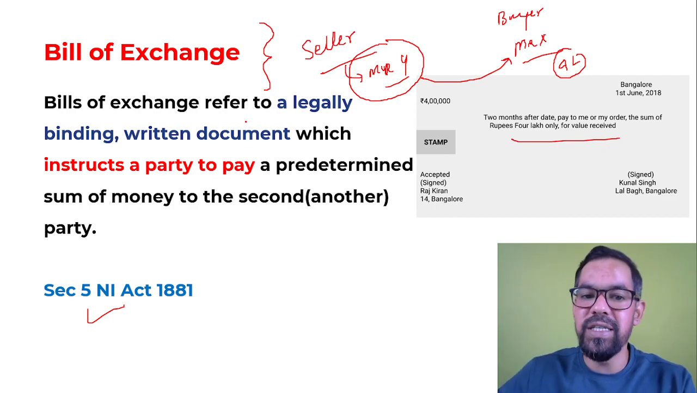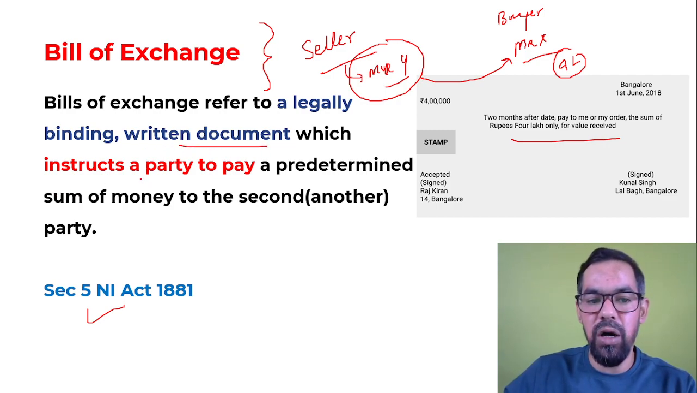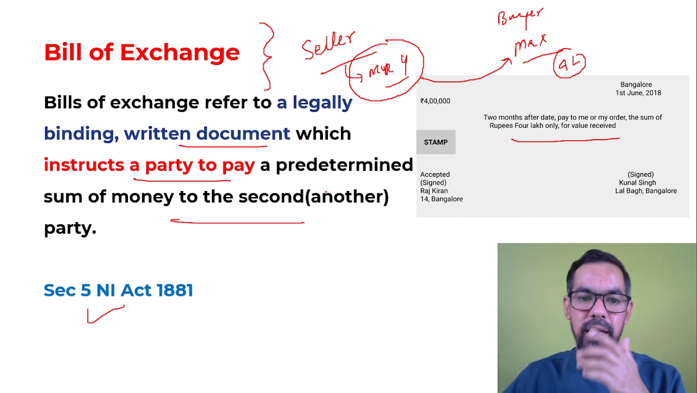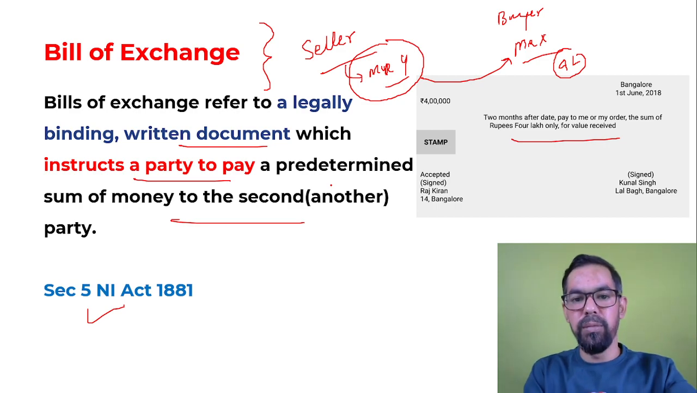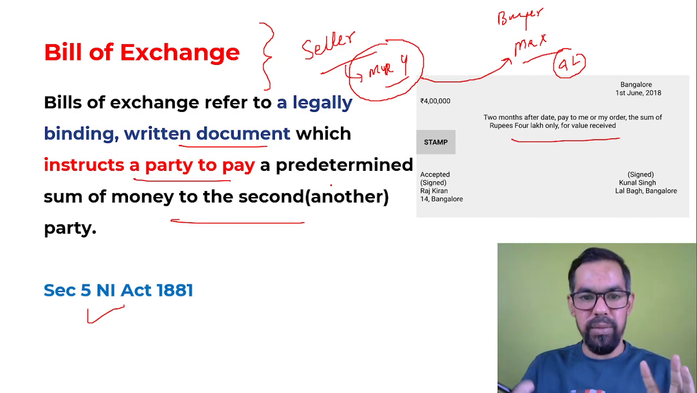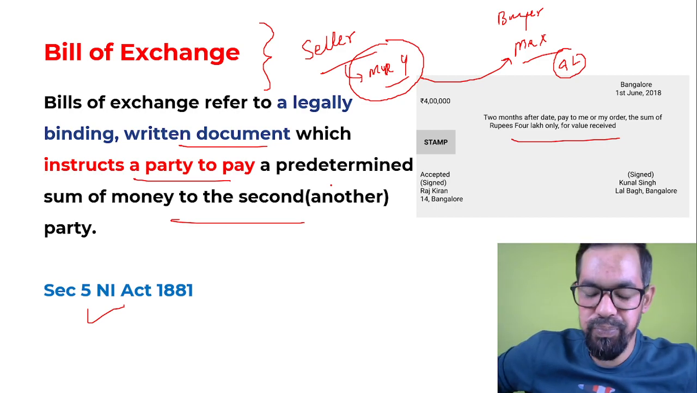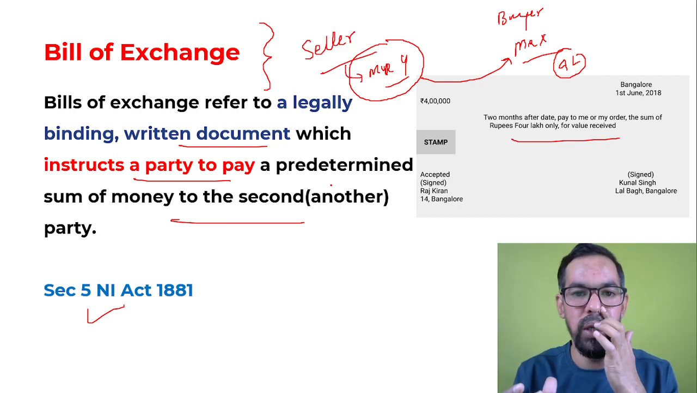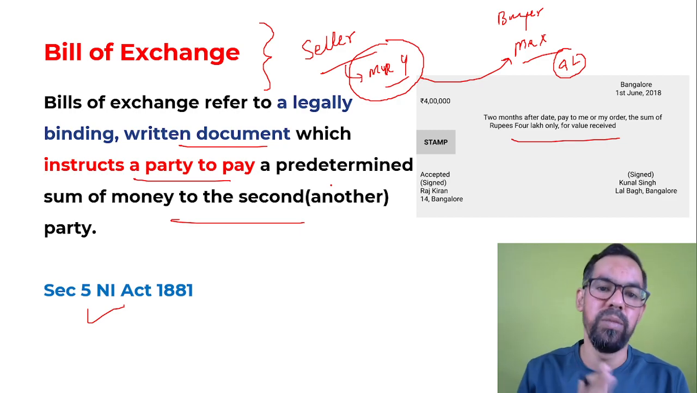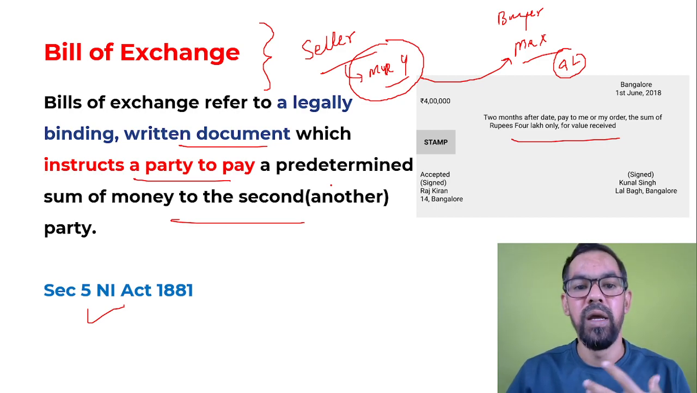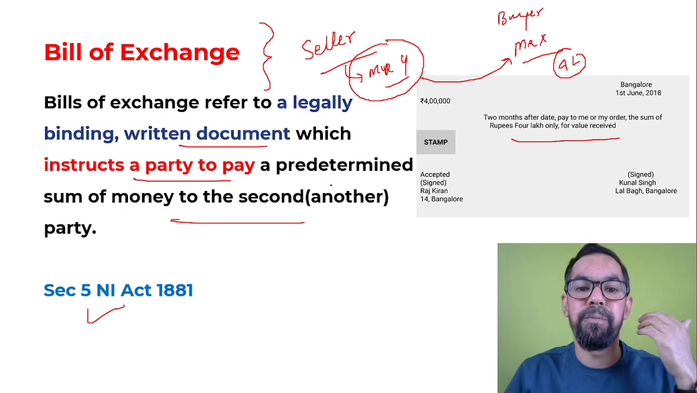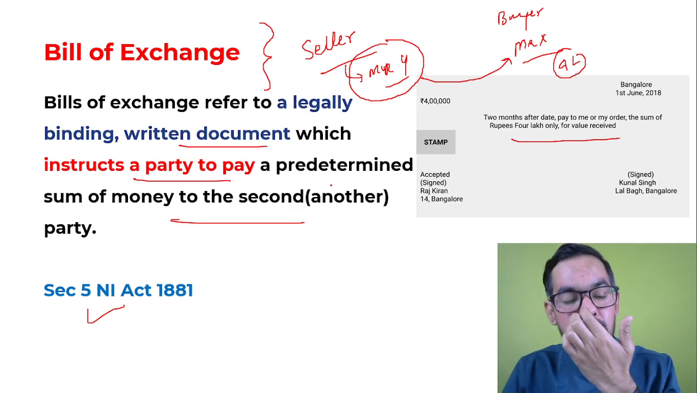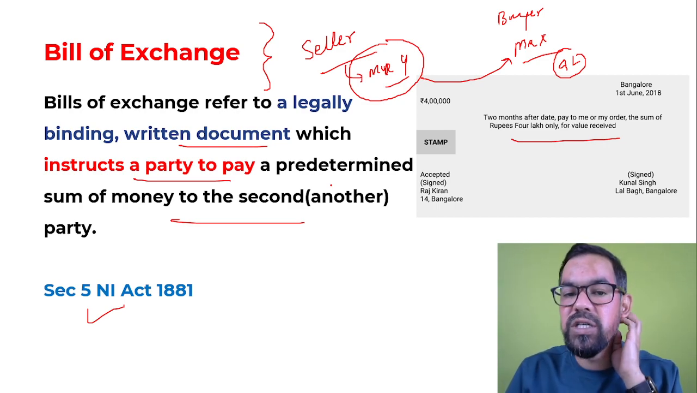A bill of exchange refers to a legally binding written document which instructs a party to pay a predetermined sum of money to a second party. I hope you get this one. You have to remember buyer's document or seller's document. If you remember this, you will easily understand these. It is very easy to segregate the two. Just remember the promissory note: who will make the promise? The buyer. I promise to pay this amount on this future date. And the bill of exchange is the seller's document, which is issued by the seller.